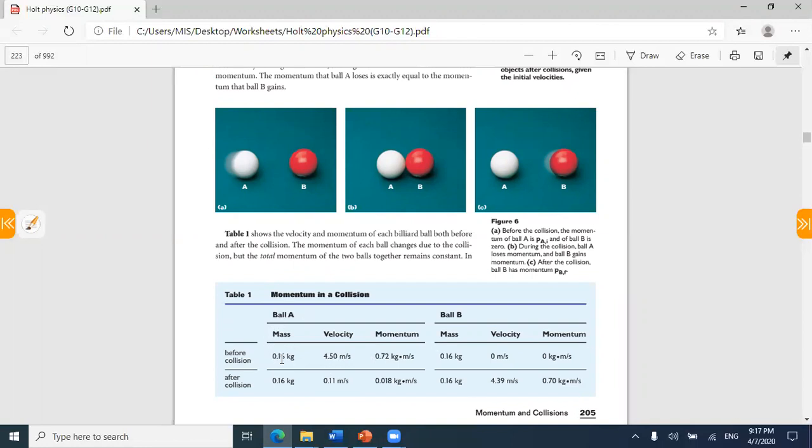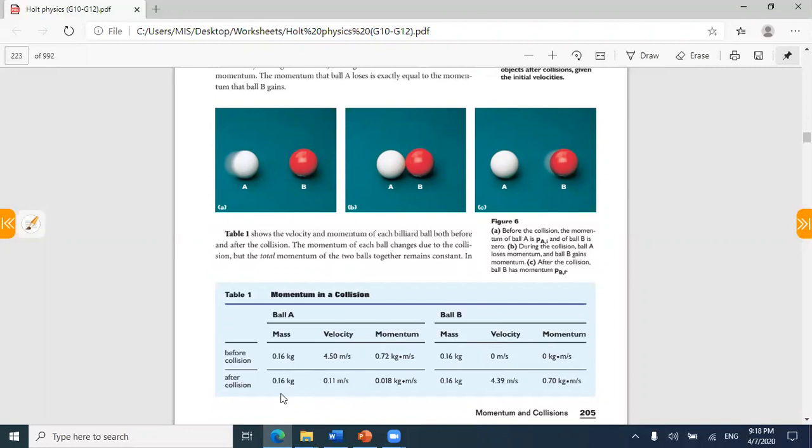You see here ball A, let's say m1, and this is before the collision, so let's say v1 initial is 4.5. So mass times velocity, I get 0.72. Ball B, which is m2, 0.16, was at rest, so its velocity is 0. The momentum, 0 times anything is 0. So the total momentum is m1 v1 initial, which is 0.72, plus m2 v2 initial, which is 0. So we are going to get 0.72.